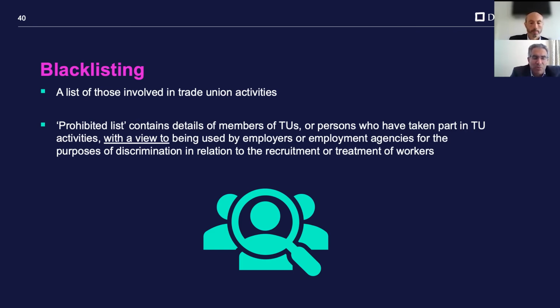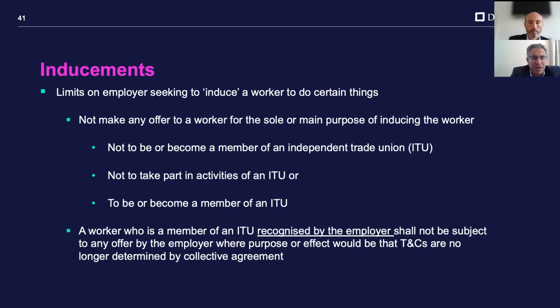Next area is what's commonly referred to as blacklisting, and that would be a list of those involved in trade union activities. It's a prohibited act to maintain a list which contains details of trade unions or persons who've taken part in trade union activities with a view to, and that's really important, that list being used by employers or employment agencies for the purposes of discrimination in relation to the recruitment or treatment of workers. This piece of legislation came about following a practice which was fairly widespread, particularly in the construction industry, whereby these lists were maintained. So that's been outlawed.